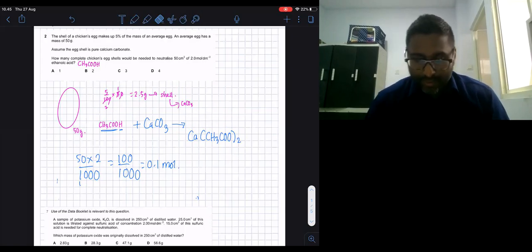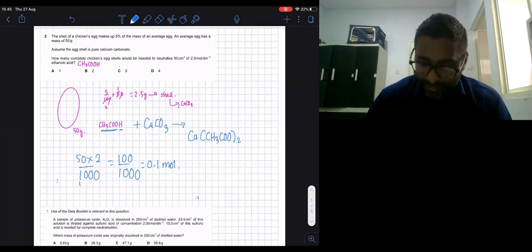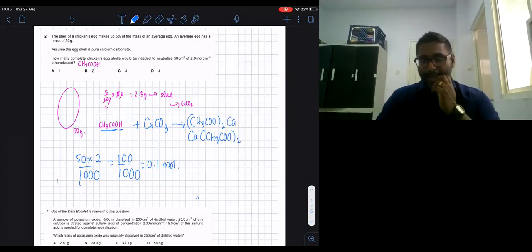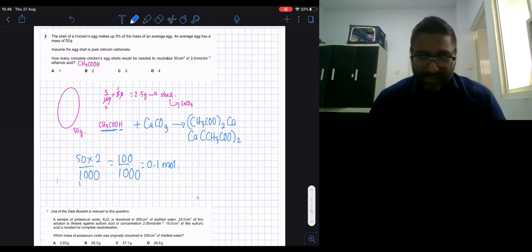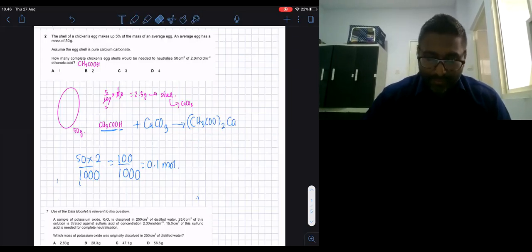But for only this kind of salts, ethanoic salts, the way we write is slightly different. They write CH3COO 2 and then they put Ca over here. Ca over there, but it's still the same. No need to worry so much about this. Still the same. So plus carbon dioxide and water.